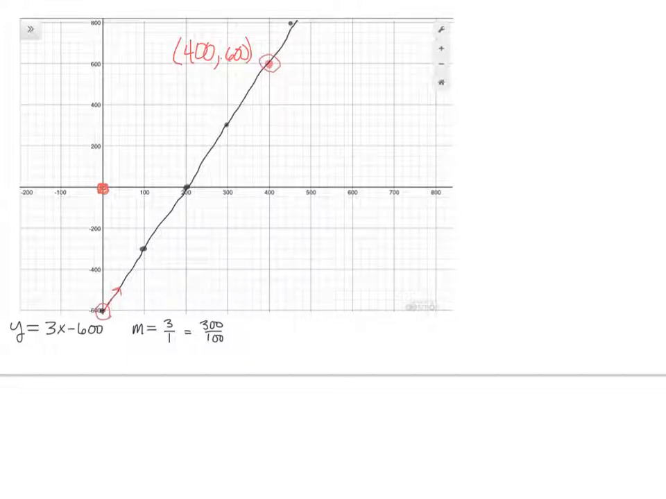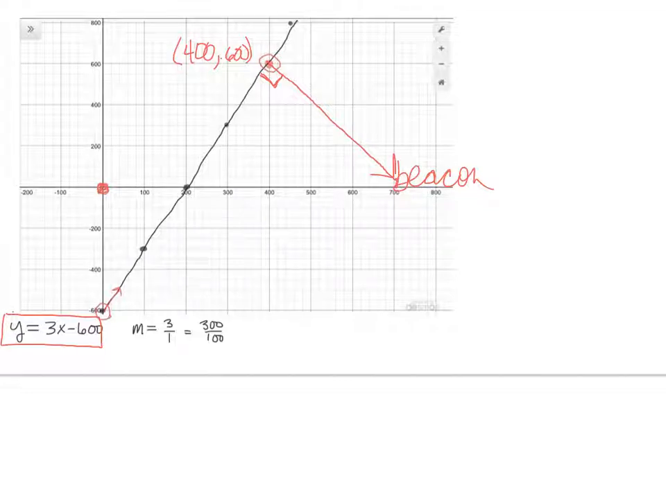That means the beacon is somewhere on a path that is perpendicular to the path the robot is on. So the robot is currently on the path y equals 3x minus 600. So we need to know what path the robot needs to be on to find the beacon. The beacon is somewhere on that path. So if we can find the line perpendicular to the path of the robot that passes through 400, 600.